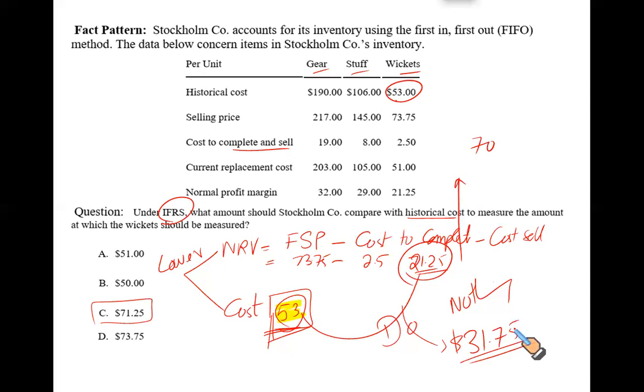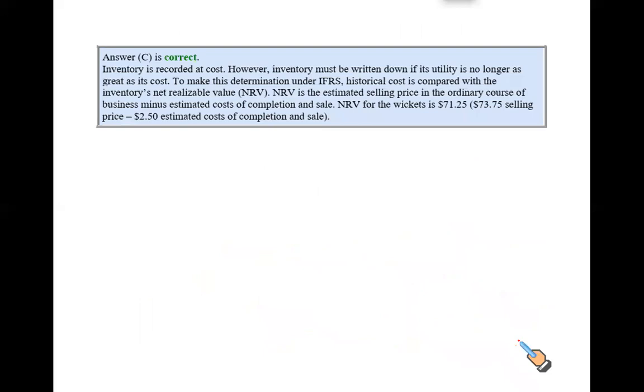I can take my inventory back to 53. I can only reverse this loss that I previously wrote off. I cannot go beyond that. Listen to me. IFRS allows you to reverse the inventory loss in subsequent periods, but the write up must not be more than the previous write down. You cannot take your inventory up by more than 31.75, because that was your previous write off. We will discuss this concept in our subsequent discussions.